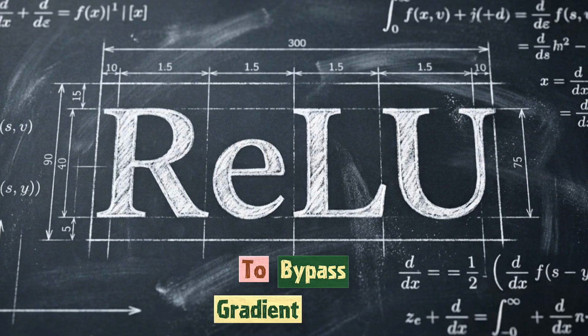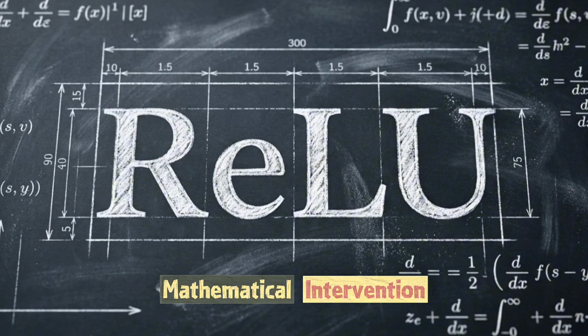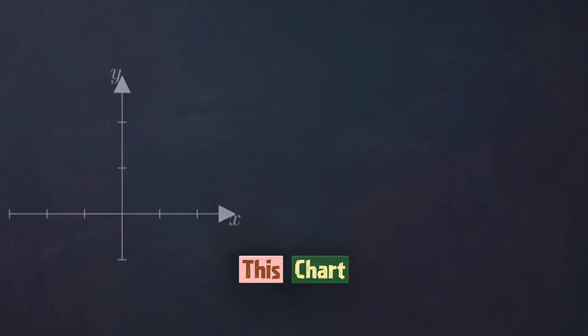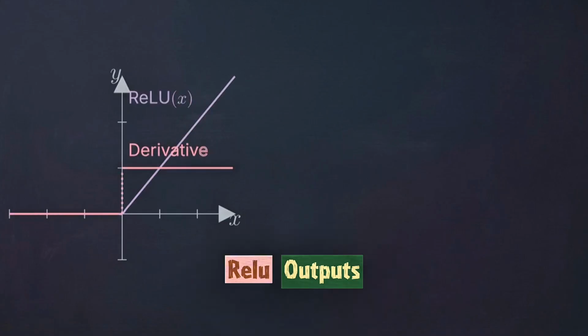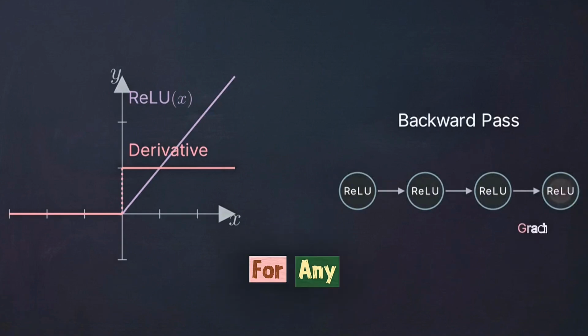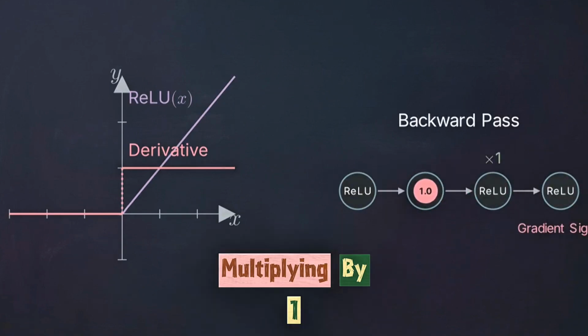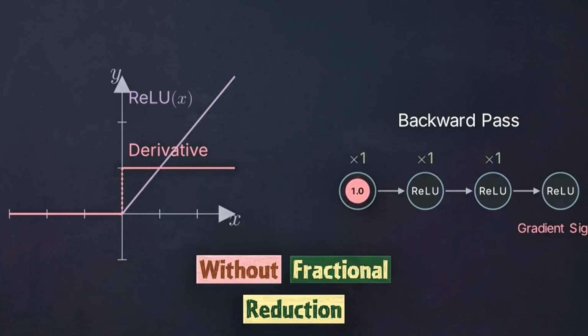To bypass gradient decay, engineers introduced a specific mathematical intervention, the rectified linear unit, or ReLU. This chart shows the ReLU function and its derivative step function. ReLU outputs the input directly if it is positive, and 0 otherwise. For any positive input, its derivative is a constant 1. Multiplying by 1 allows the gradient to pass backwards through infinite layers without fractional reduction.